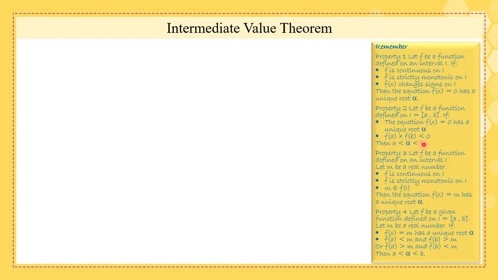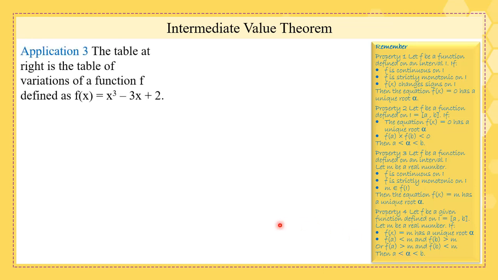Now, more general, if we want to generalize these two properties, if f is continuous on I and f is strictly monotonic on I and m belongs to f of I, and this is very important, then we can state that the equation f of x equals m, whether m is 0 or not, it doesn't matter, has a unique root alpha. And we can continue also: if f of x equals m has a unique root alpha, and if f of a is less than m and f of b is greater than m, or f of a is greater than m and f of b is less than m, then we can say that alpha is between a and b.